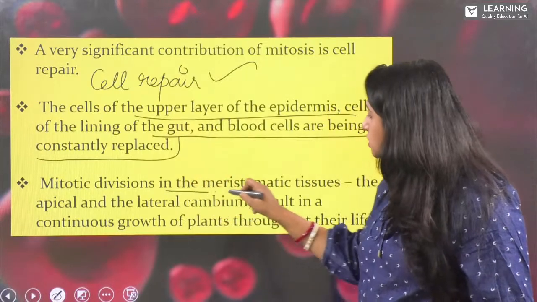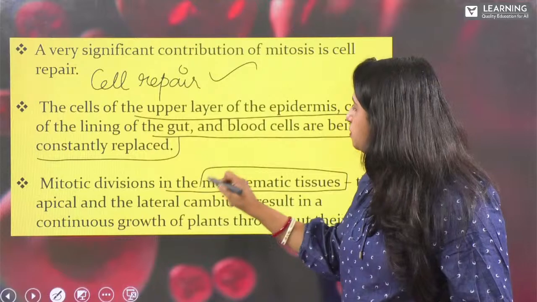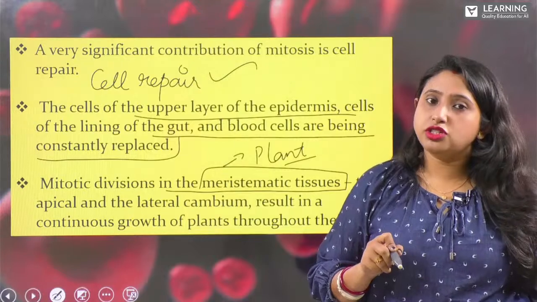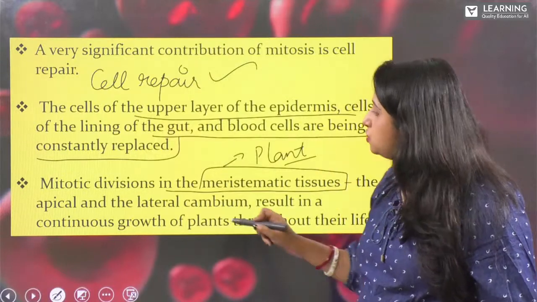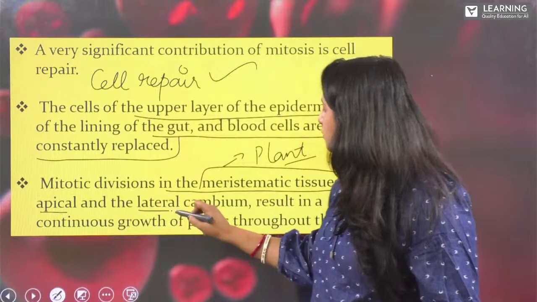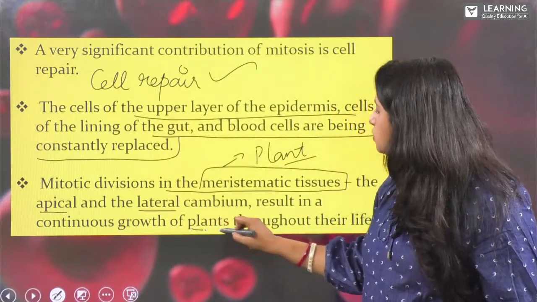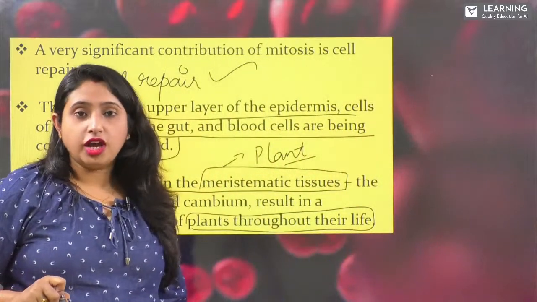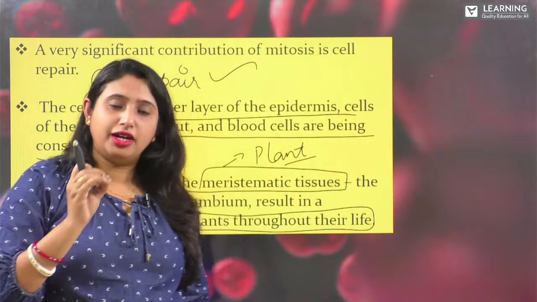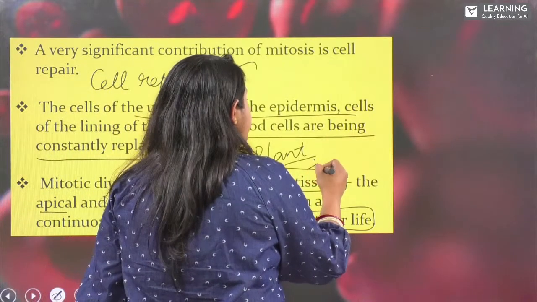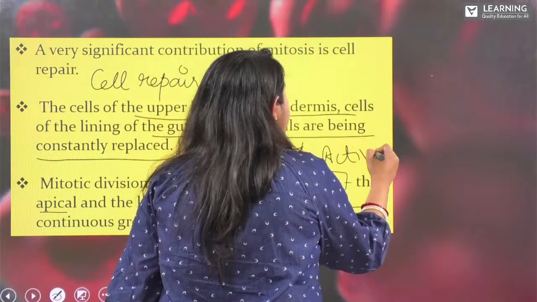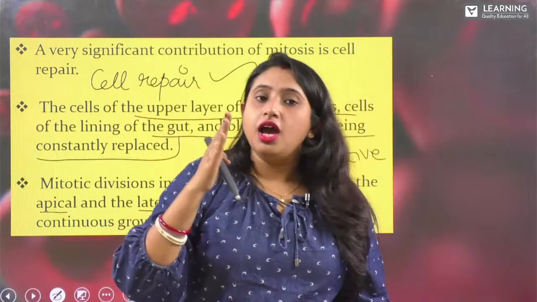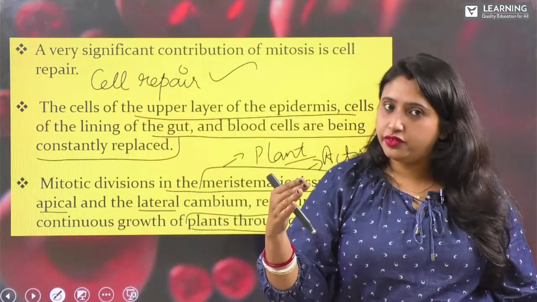And mitotic division in the meristematic tissue, which we see in case of plants, that is the apical and the lateral cambium, results in the continuous growth of plants throughout their lives. As we have learned, the meristematic tissues are the active tissues, and there are three types of meristem: apical meristem, lateral meristem, and intercalary meristem, isn't it?